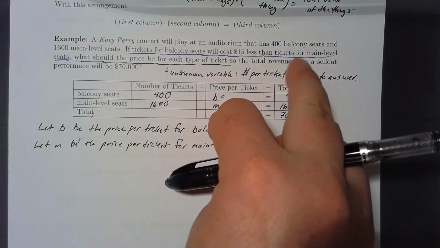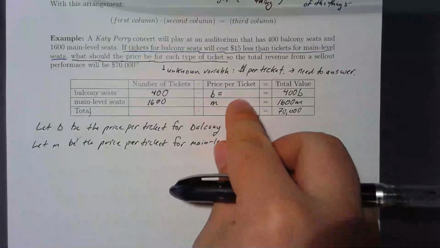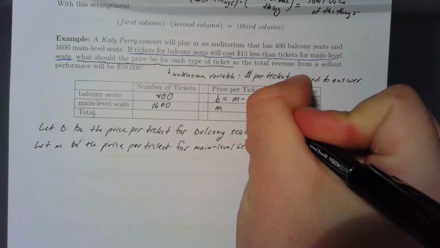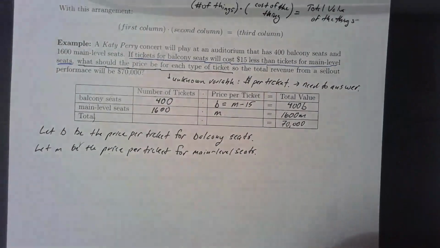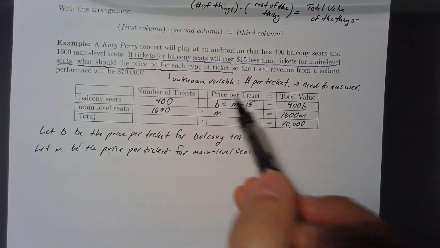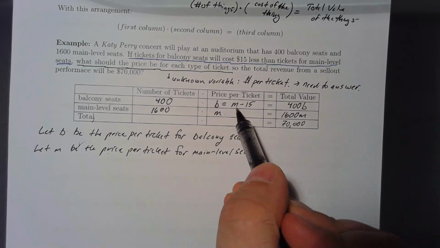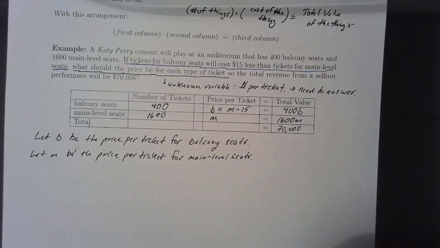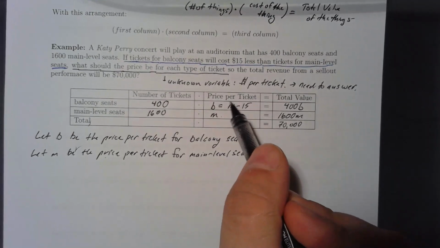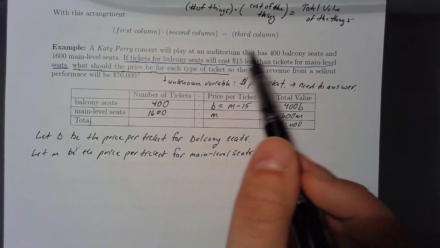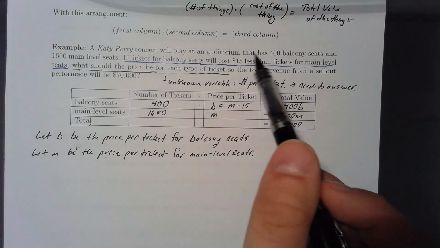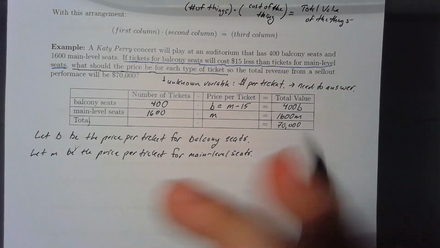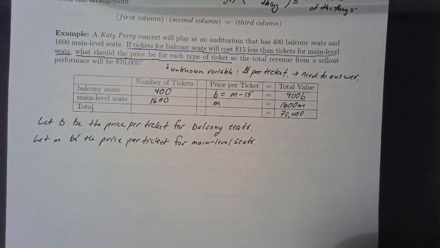And $15 less than that, how do I write that? I'm going to write M minus 15. So that's going to be M minus 15. This means balcony seats cost $15 less than main level seats. This doesn't always show up in these problems, but it's important to dissect every piece of information from these word problems and fill them in the table. And then that way you can get your equations.